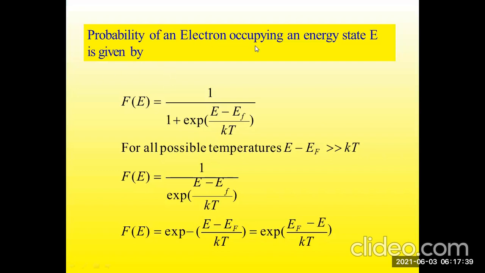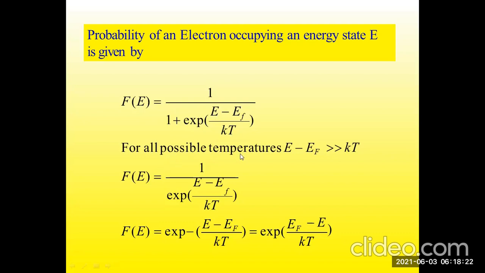Now, what is f of E? The probability of occupancy of electrons in the energy state E is given by f of E. This is the basic formula for calculating the number of electrons present inside the conduction band. Mathematically, f of E is equal to 1 by 1 plus exponential of (E minus EF) by kT. You need to remember this formula. We don't know exactly how many electrons there are, so we are using the probability concept here.